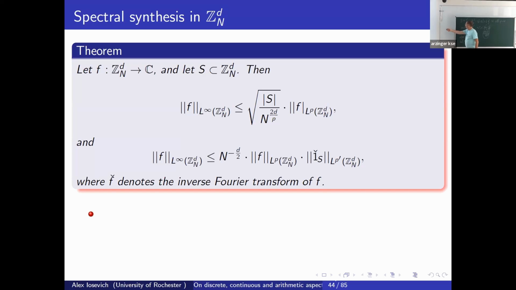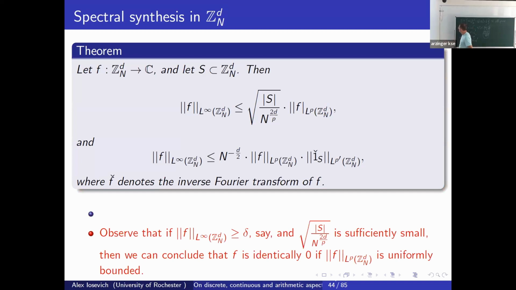Okay, so the second one I will not have time to discuss, even though there's a lot of fun to be had. It's related to the theory of Kakeya sets, et cetera, but I will focus on the first. Observe that what this says is that if we know, let's say a priori, that the L infinity norm of F is bigger than or equal to some positive delta, and this quantity is sufficiently small, then we can conclude that F is identically zero if the LP norm is uniformly bounded. In other words, we can deduce the same type of statement that one deduces in the Euclidean case.